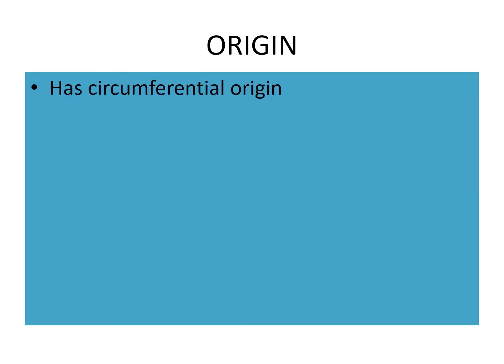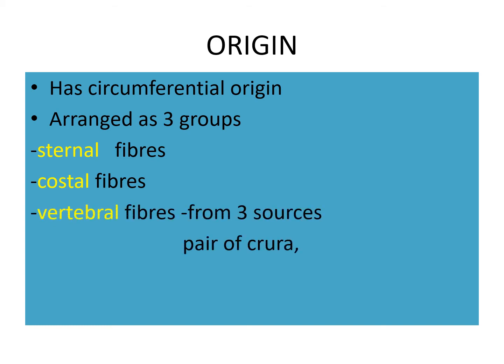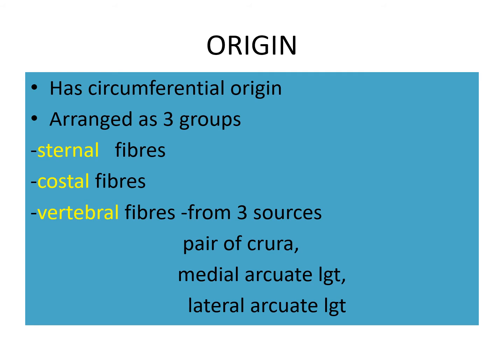Now the origin. It has a circumferential origin, that is sternal origin, costal origin and vertebral origin. The sternal fibers arise as two fleshy slips from the back of the xiphoid process, and the costal origin consists of 6 fleshy slips from the inner surface of the lower 6 ribs near the costal cartilage. Then the vertebral fibers come from 3 sources, that is a pair of crura, a pair of medial arcuate ligaments and a pair of lateral arcuate ligaments.